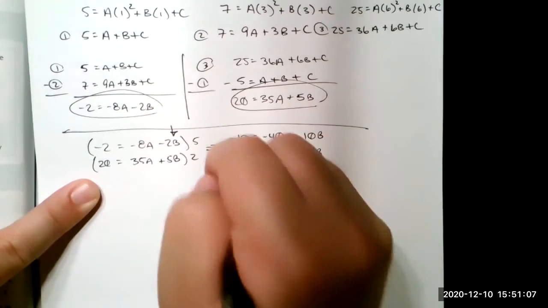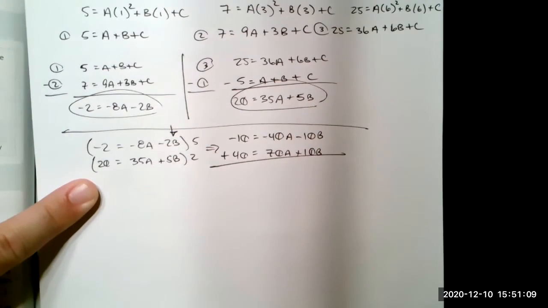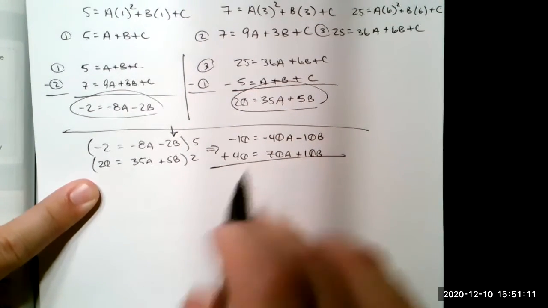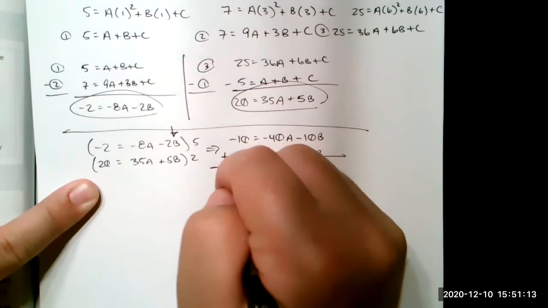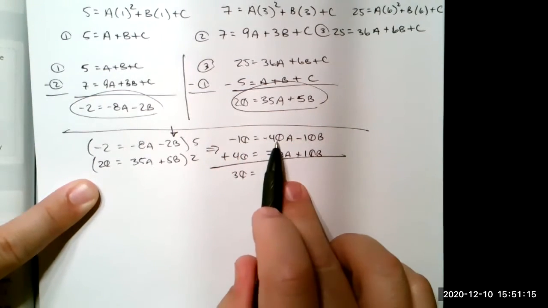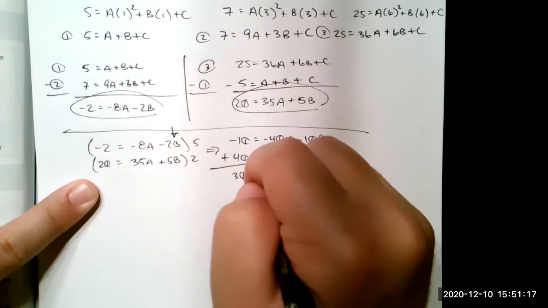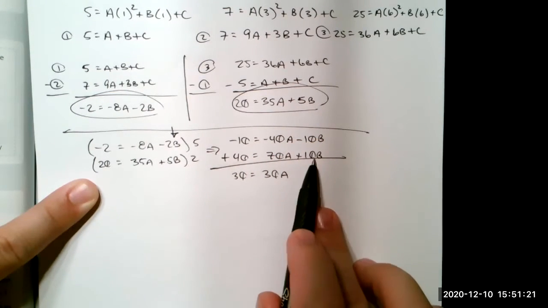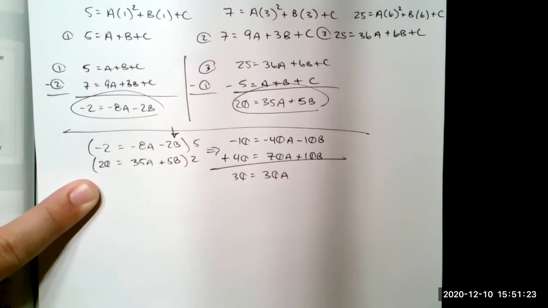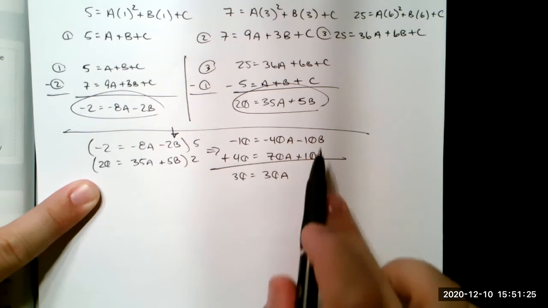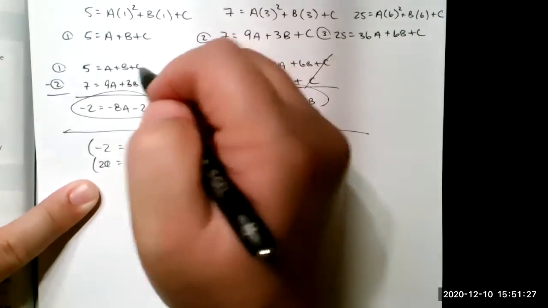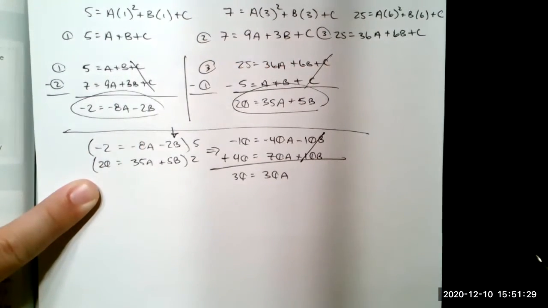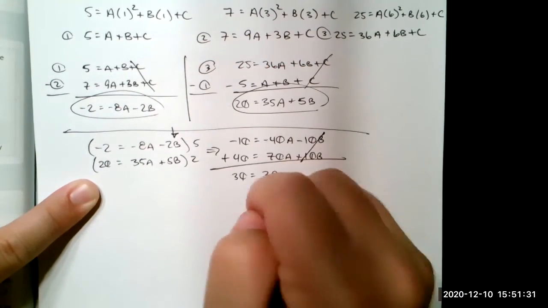And look what happens. If I add these two equations together, negative 10 plus 40 is 30. Negative 40a plus 70a is 30a. Negative 10b plus 10b is 0. So I eliminated c's on these first steps. I eliminated b's on the next step. Now I can solve for a.